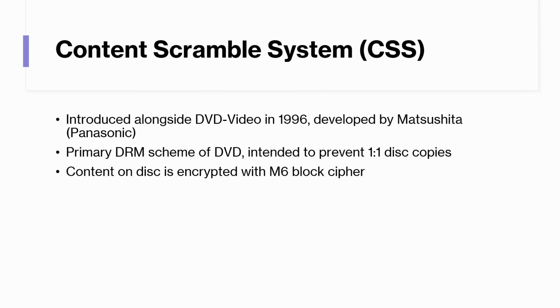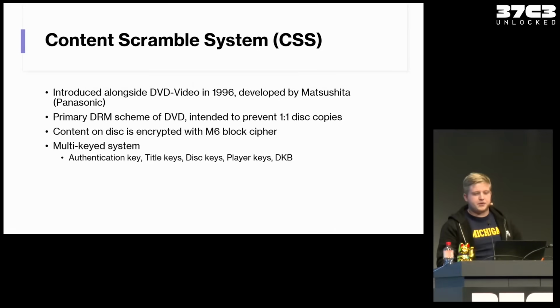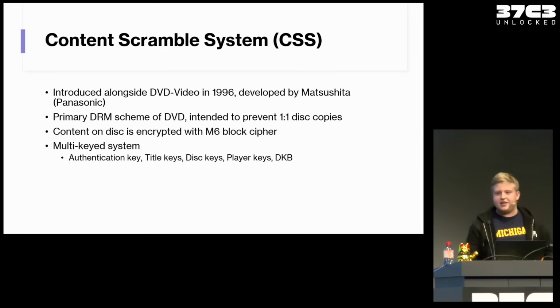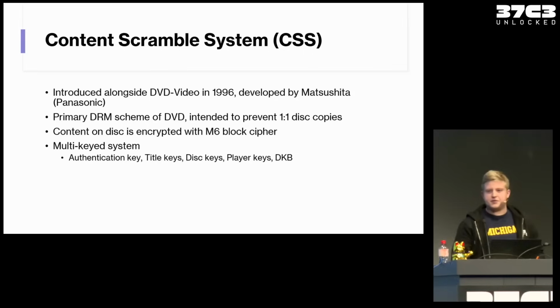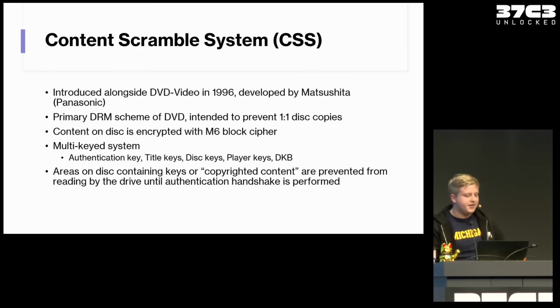So the content on the disk is encrypted with the M6 block cipher, which is a pretty weak cipher. It has a multi-keyed system, though, so there's a whole bunch of keys, like authentication keys, title keys, disk keys, player keys, and something called a disk key block, which stores effectively like hashes or encrypted versions of the keys. You don't actually have to understand how this works, just keep some of these names in mind, because we'll see them come up again and again.